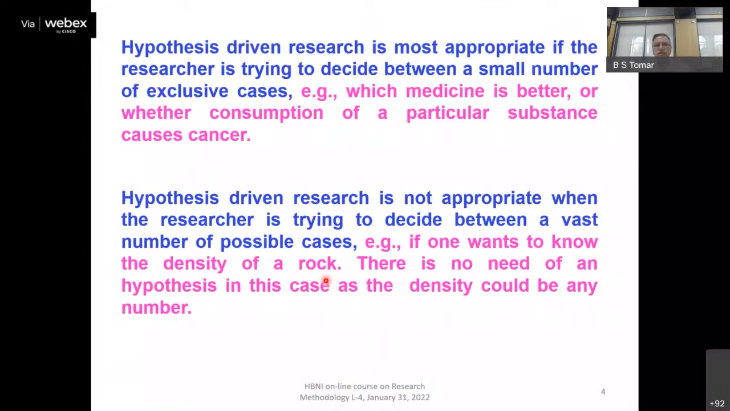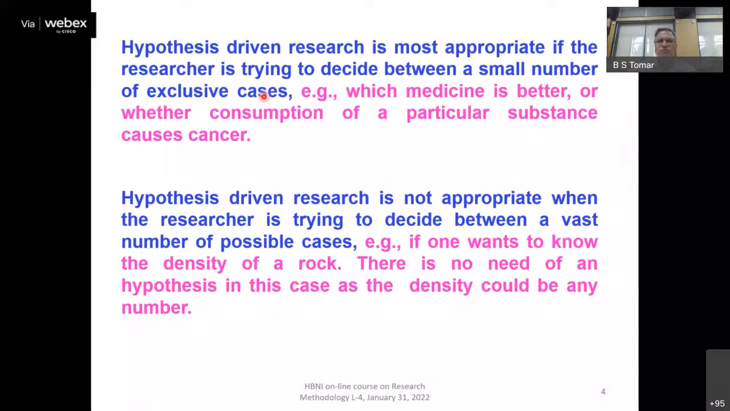So it is not that every researcher has to have a hypothesis. One has to decide where you need a hypothesis, and in many cases it may not be required. So I have just given two aspects of it. When is hypothesis-driven research most appropriate? Hypothesis-driven research is most appropriate if the researcher is trying to decide between a small number of exclusive cases. That means either this will happen or that will happen.